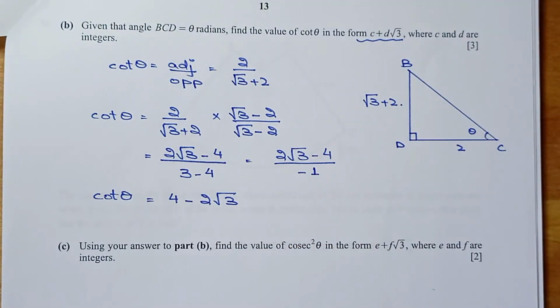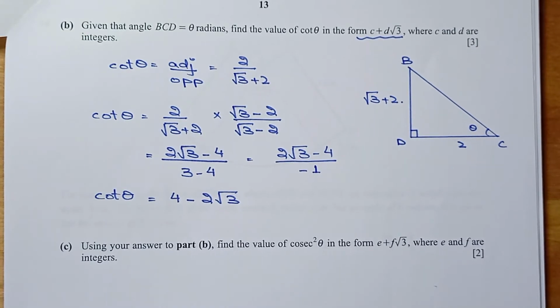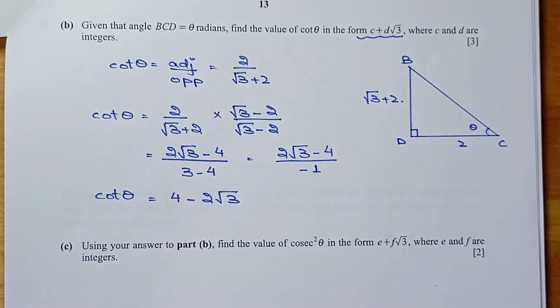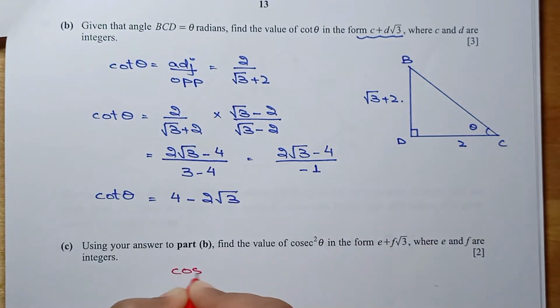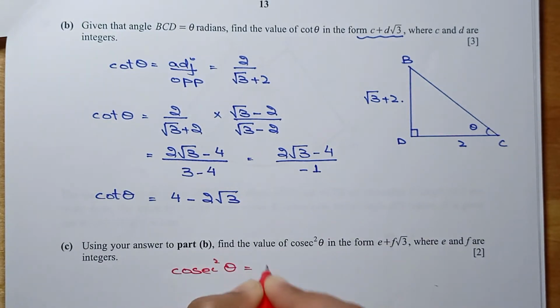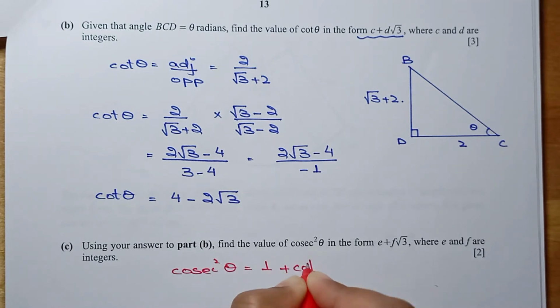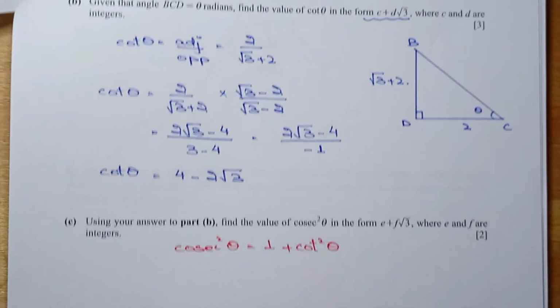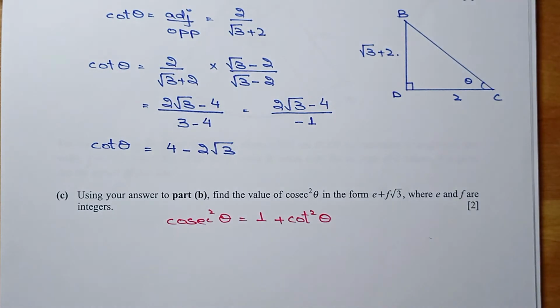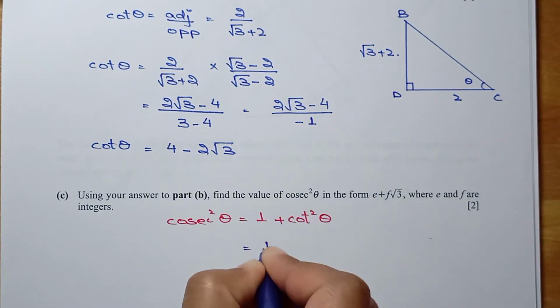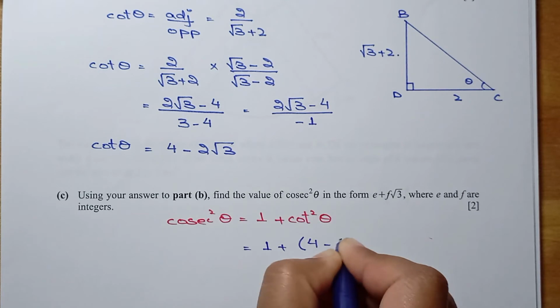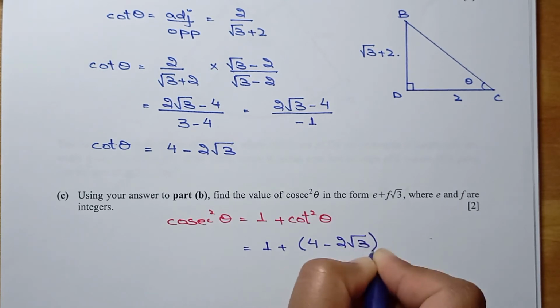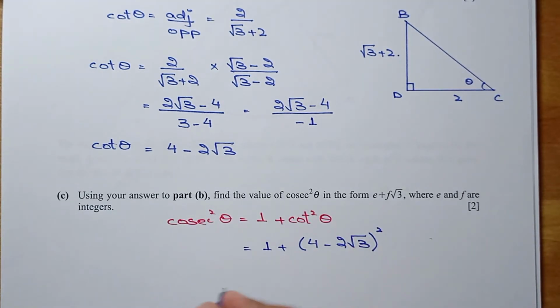Now for the C part, using your answer to part B, find the value of cosecant square theta in terms of E plus F square root of 3, where E and F are integers. So here we are going to use the identity, that is cosecant square theta is basically 1 plus cot square theta, right? So cosecant square theta will be 1 plus 4 minus 2 square root of 3 whole square, right? Let me open it.